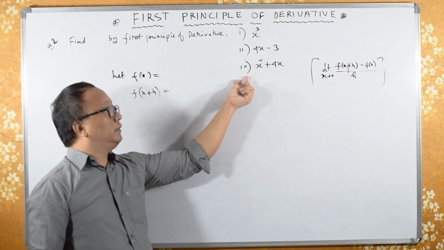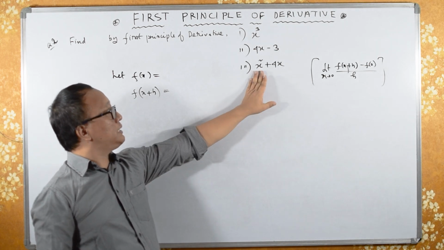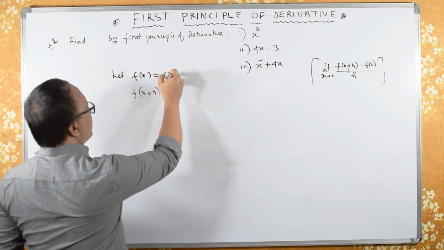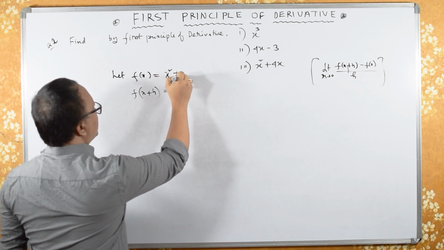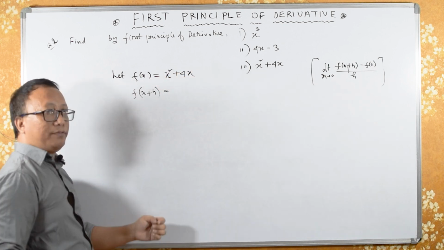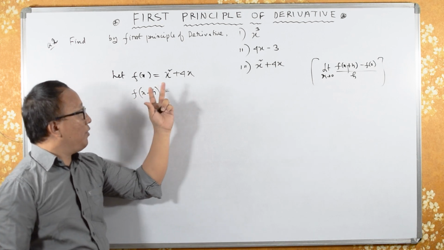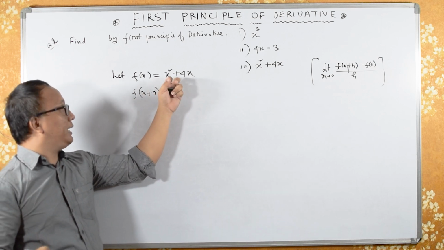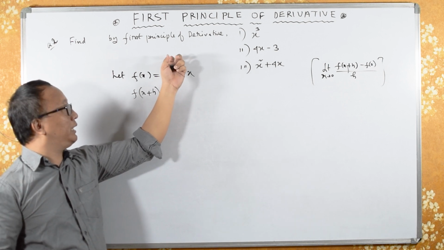Now question 3. It is given x square plus 4x. Now f(x) is what? x square plus 4x. Look at it very carefully over here. Now you have variable x, and here also there are two terms of x. Here x square plus 4x, this x also there, this x also there.